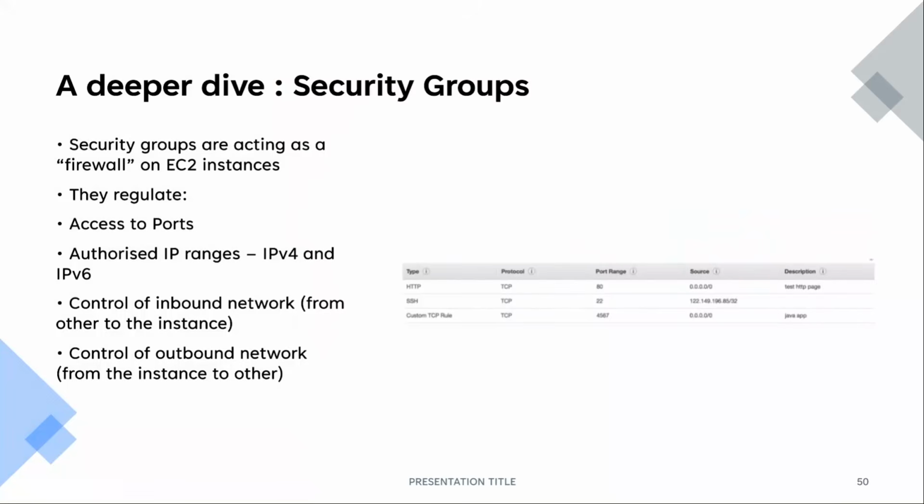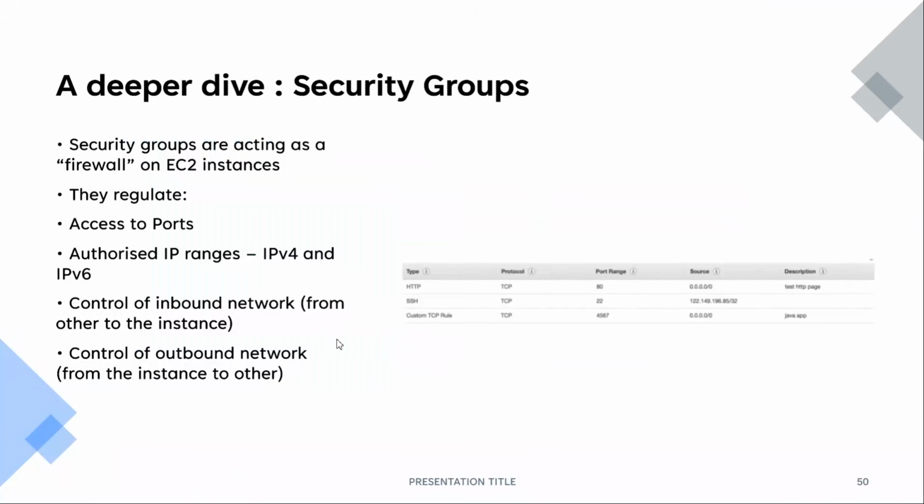So, a deeper dive into security groups. Security groups act as a firewall, as I told you, on your EC2 instance. They regulate access to ports and authorize IP ranges, meaning what IP ranges you want traffic to be sent to or received from. They control the inbound network, from others to the instance, like from anywhere to your instance, and the outbound network, the traffic which goes out from your EC2 instance.